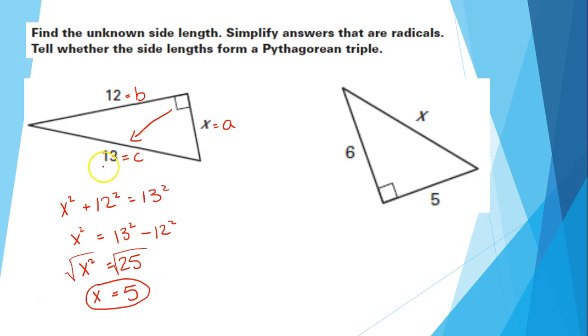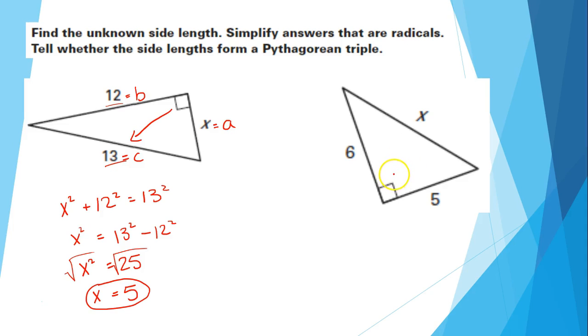And since all three of these values right here, 13, 12, and 5, are integer numbers, and this is a right triangle, this right here is a Pythagorean triple. All three of these values, 5, 12, 13.